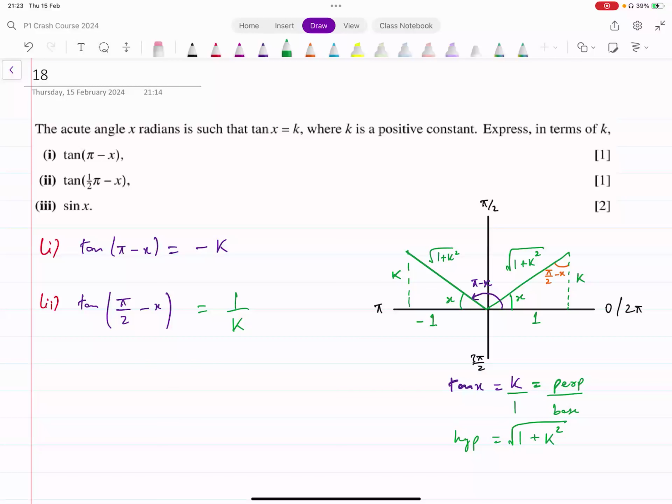All right. And then they ask you for sine of x. Now, what is sine x going to be? Sine is defined as perpendicular over the hypotenuse. What is perpendicular? X is supposed to be in the first quadrant, right? X is acute. Perpendicular is k. So that's k over hypotenuse. We have already done this calculation before. Now that's helpful for us. Square root of 1 plus k squared. That's our final result. That's sine of x.